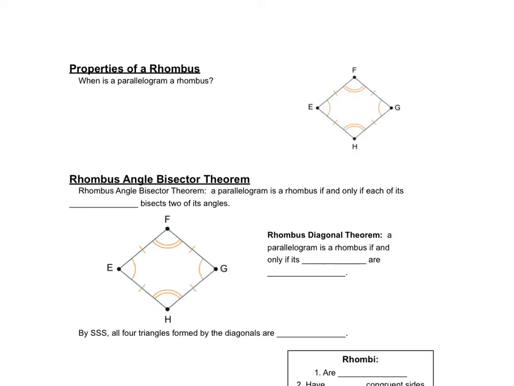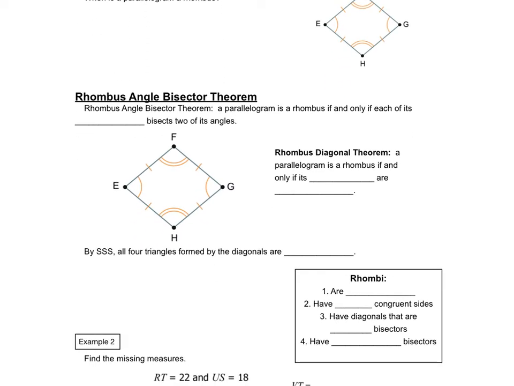Now, as we continue working with these special parallelograms, we have the properties of a rhombus. So when does a parallelogram become a rhombus, or when is a rhombus? Well, we do still have the same properties, but a rhombus will add that we have 4 congruent sides. That is the additional property for a rhombus. I said 4 additional sides, I meant 4 congruent sides.